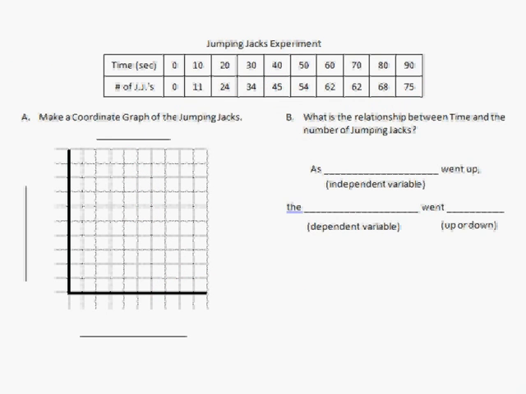So we are going to come back and reference this as we make a coordinate graph for the jumping jacks data. So here is the same table from the jumping jacks experiment on lesson 1.1. We are going to make a coordinate graph of the jumping jacks. First up, we need a title. Don't just call it something random. We're going to use the same exact title that comes from the table. Jumping jacks, which I'll abbreviate JJ, experiment.